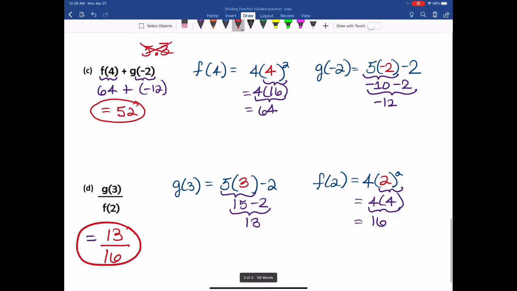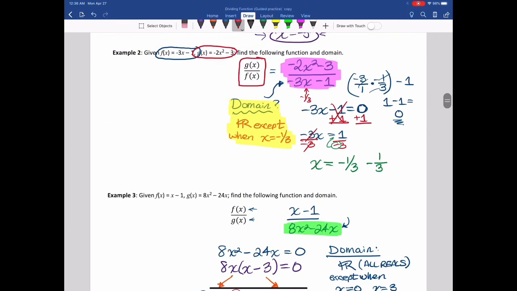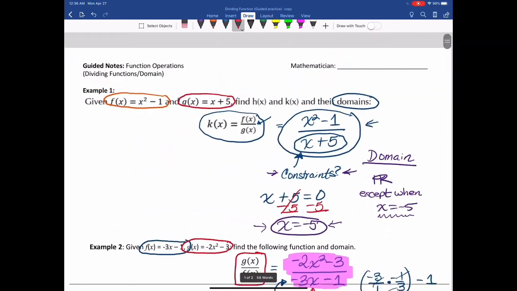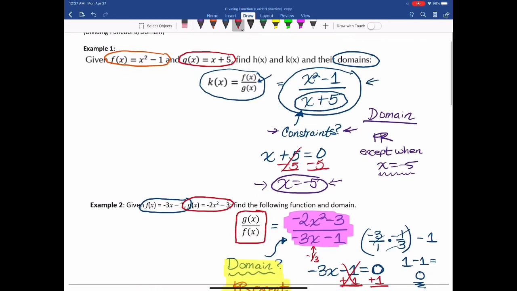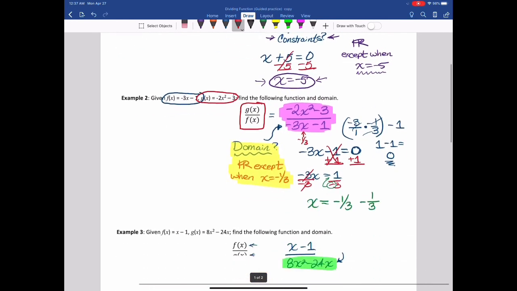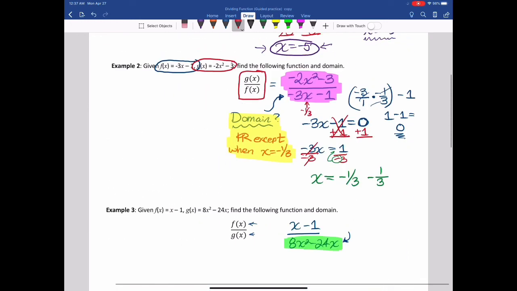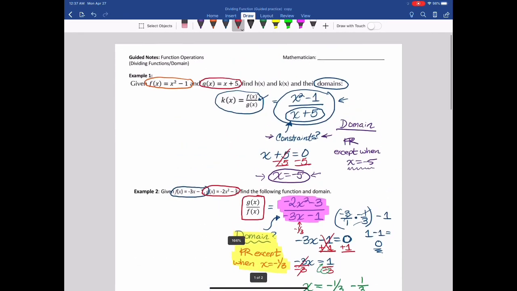This was a pretty straightforward lesson. Hopefully you guys understood this, and that does it for the operations with functions, because we're going to get into putting this all together to a little further extent than what we just did on this last page. But that does it for this example.